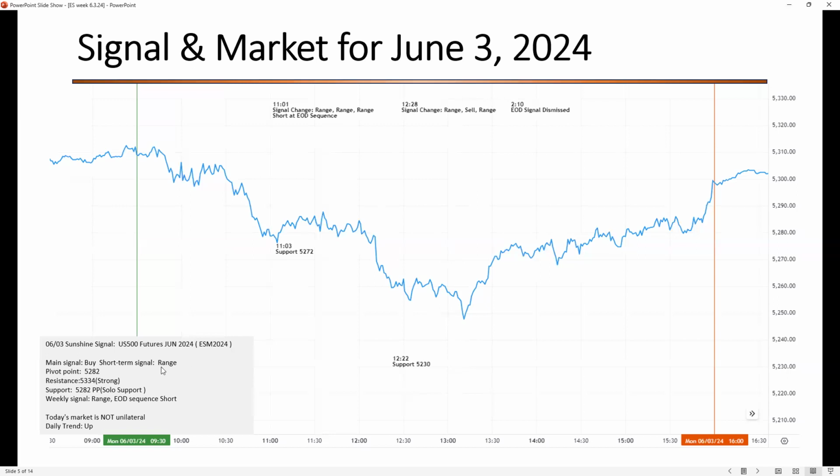Plus, there is a short EOD sequence, and with this sequence, we often see prices pull up towards the end of the day to offer a short opportunity. So again, this is not an area where I would initiate a short.